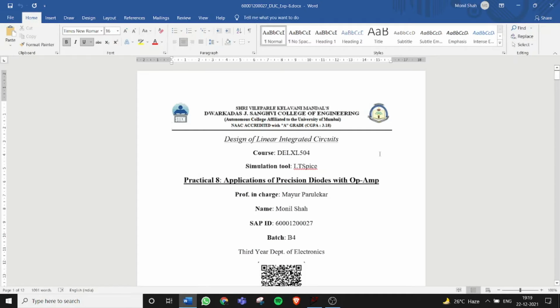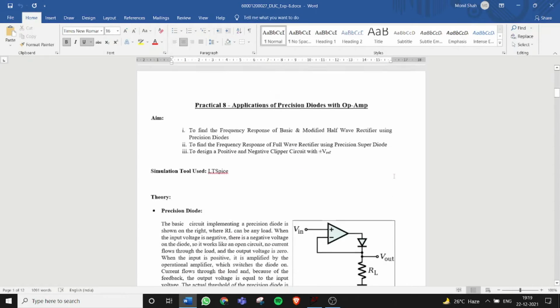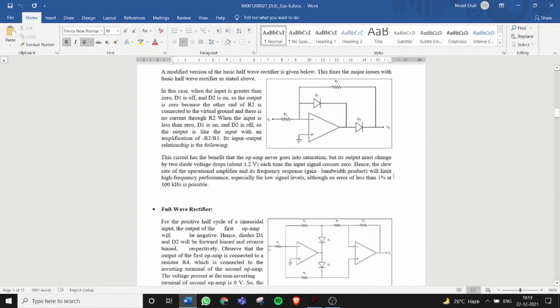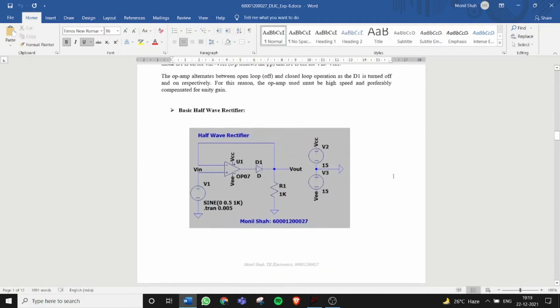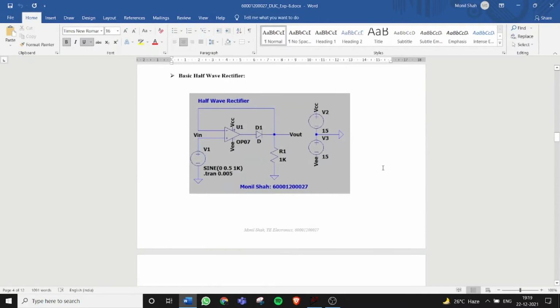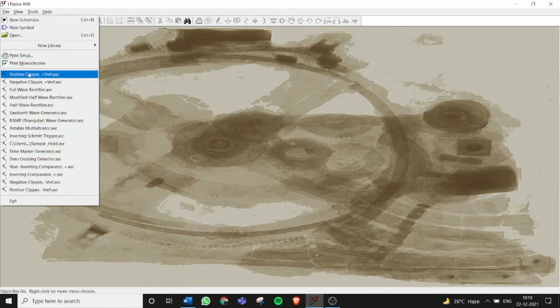Hey everyone, my name is Monisha and today I'm going to show you my 8th DLIC experiment, that is the application of precision diodes with op-amp. So my first circuit is basic half-wave rectifier. So let's go into LT-Spice and run the simulator.